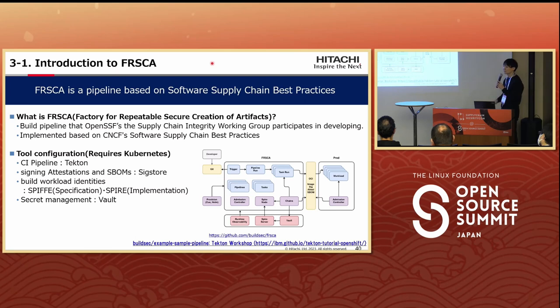FRSCA requires Kubernetes. FRSCA can be configured with the following tools like this. First, Tekton. Tekton is a CI/CD pipeline tool. Sigstore can sign attestations and SBOMs. SPIFFE and SPIRE can identify build workloads. Vault is for secret management. You can store a secret.